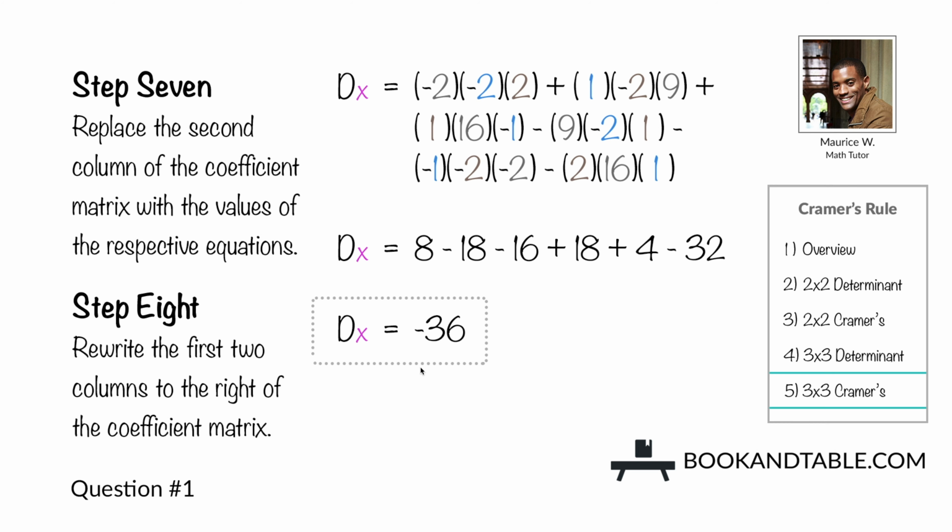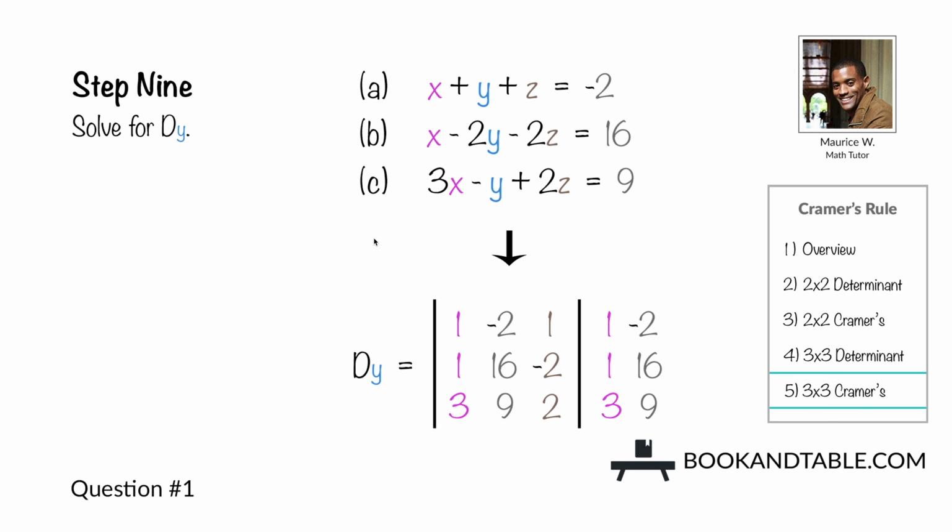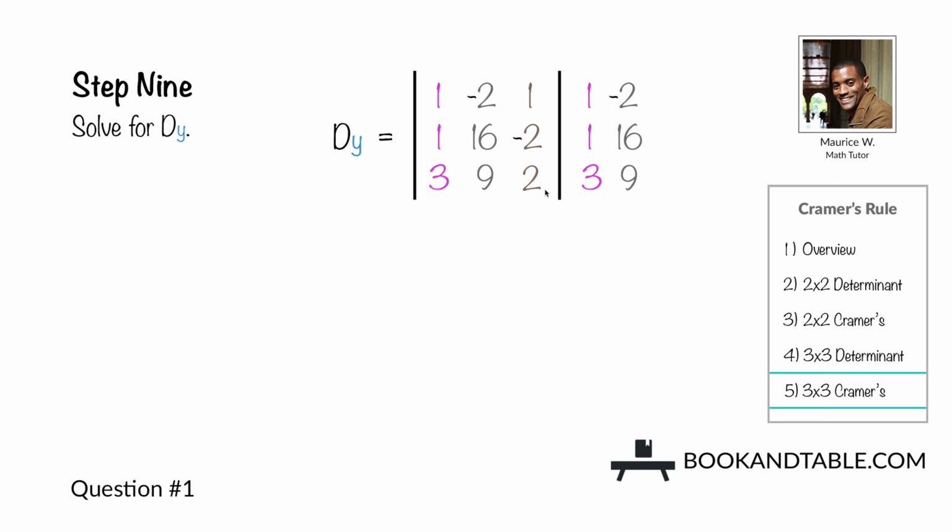So we can go back to our three equations and replace the second column of the coefficient matrix with the values of the respective equations. So in row 1, we replace positive 1 with negative 2. In the second row, we replace negative 2 with 16. And in the third row, we replace negative 1 with 9. And now step 8, rewrite the first two columns to the right of the coefficient matrix. So now we can solve for dy. So we can put those to the side and work with just this.